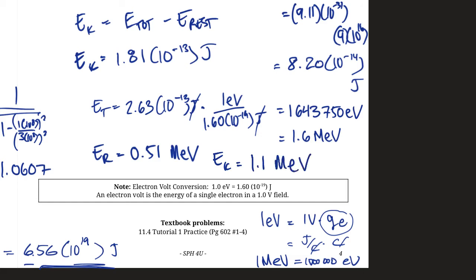So clearly, these three numbers for the three energies, the total energy, the kinetic energy, and the rest energy, are much easier to deal with than all that scientific notation. So when it's a question like this, I would recommend putting them into these units. There we go.